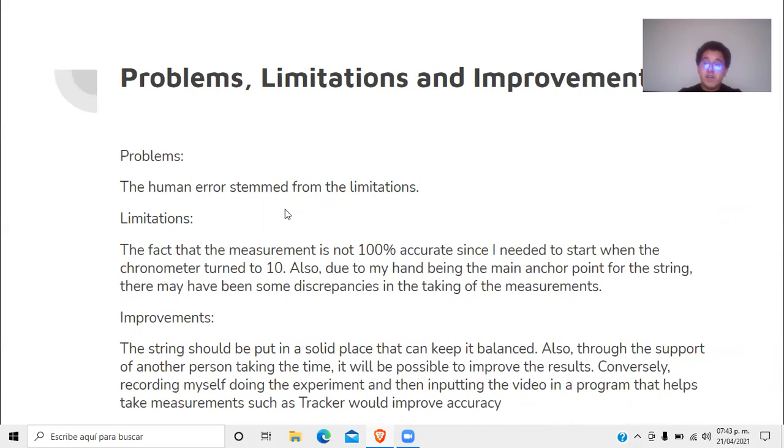Also, another person could be taking the time, since I was starting at 10 seconds. Conversely, recording myself doing the experiment and then inputting the video in a program that helps take measurements, such as Tracker, would improve accuracy.